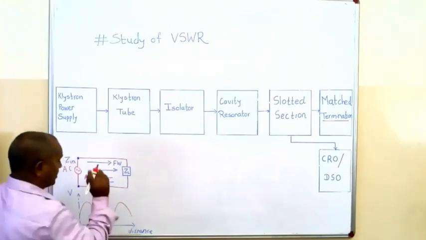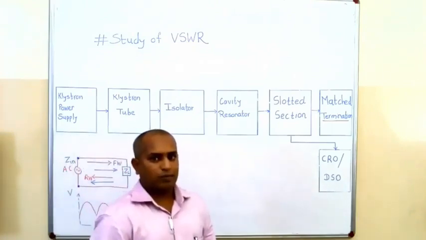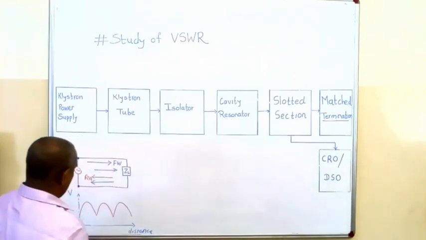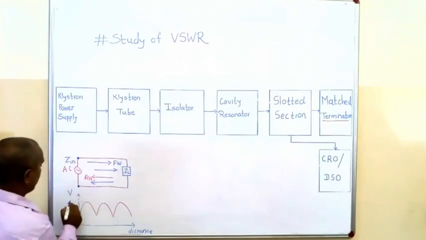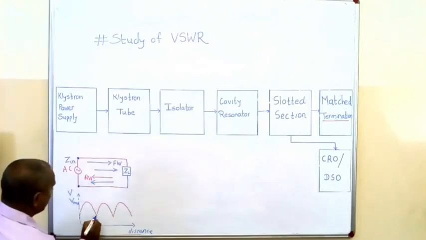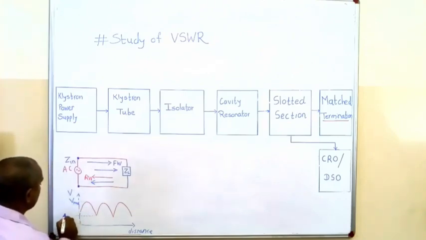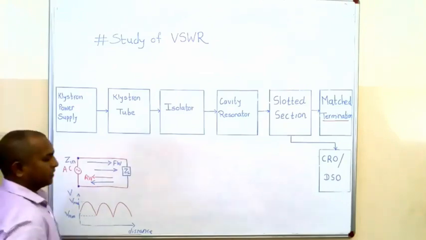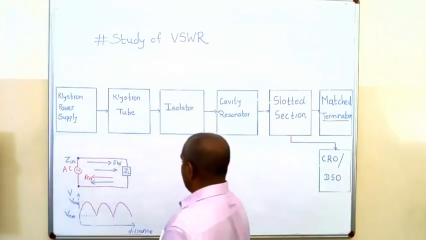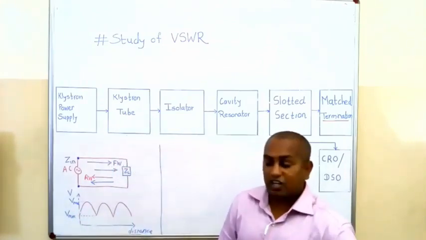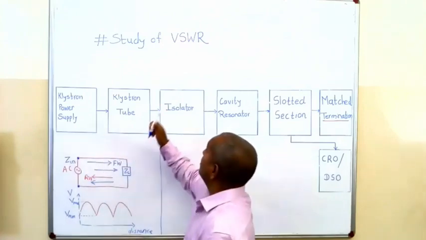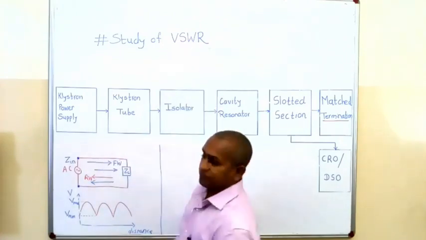Due to the mismatch, in which this voltage is known as the Vmax voltage and this voltage is known as the Vmin voltage. According to this theory, we can define the voltage standing wave ratio.